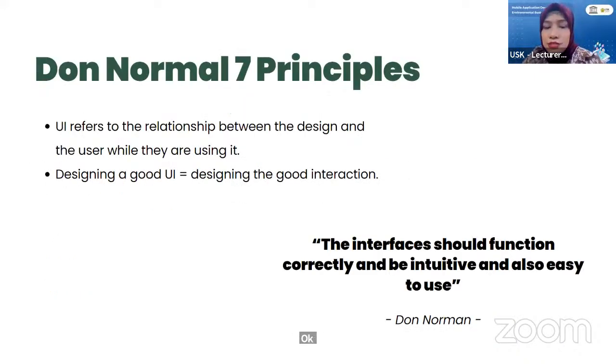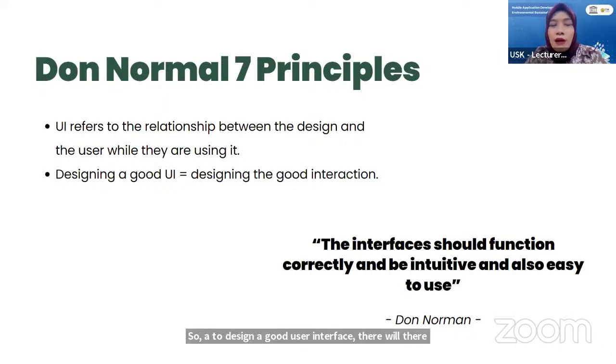So to design a good user interface, there are some principles that can be used. One principle is Don Norman's 7 principles. He says that the interface should function correctly, be intuitive, and also be easy to use. So UI refers to the relationship between design and the user while they are using it. Designing a good UI means we design a good interaction.